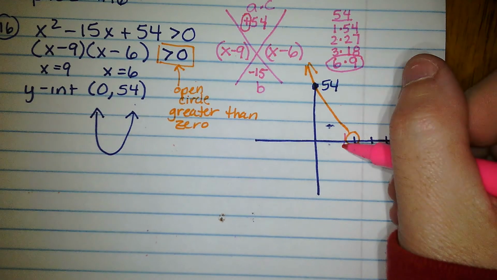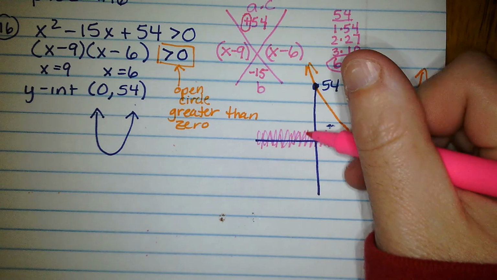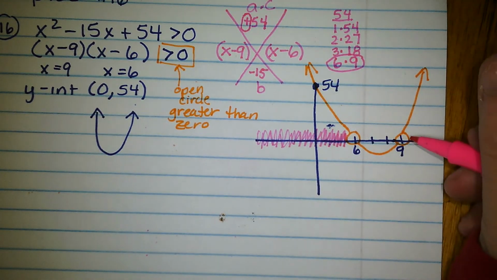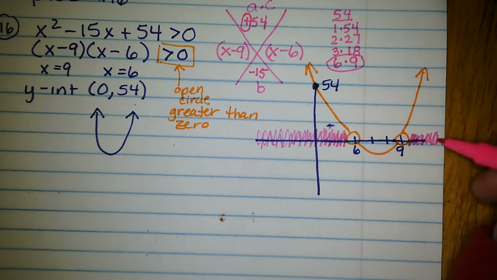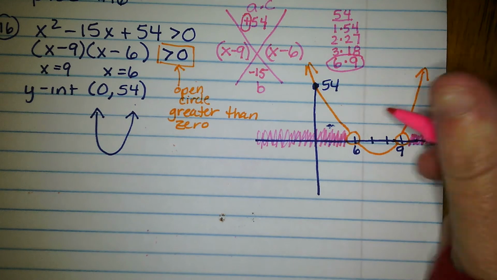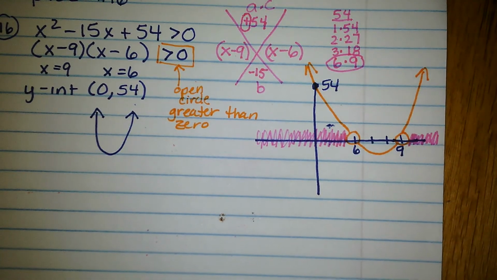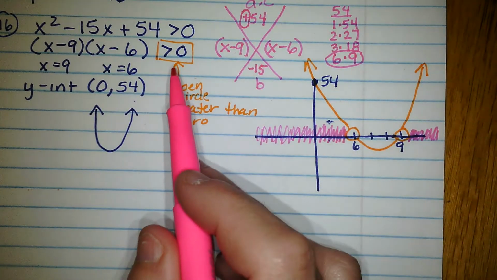So pretty much the x-axis gets shaded all the way to the 6, and then from the 9 all the way out to infinity. These are all of the x values that produce y values that are bigger than 0. That's what we're looking for, y values that are bigger than 0. And the x values that produce them are the solution.